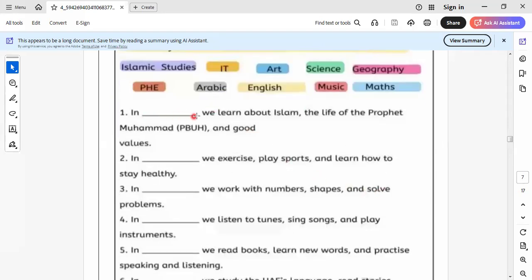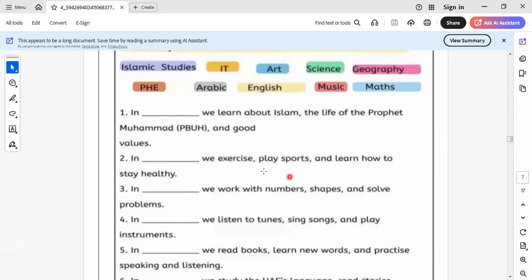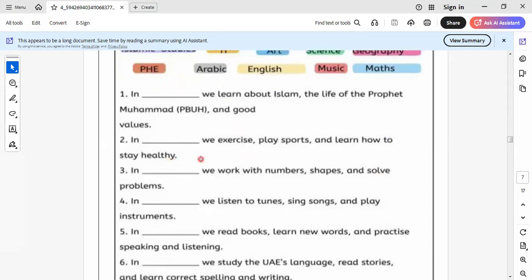Here we say, we learn about Islam, the life of Prophet Muhammad, peace be upon him. So here we talk in this subject called what? Islamic studies. Let's go to another one. We exercise, play sport, and learn how to stay healthy. So this is PE, physical education.